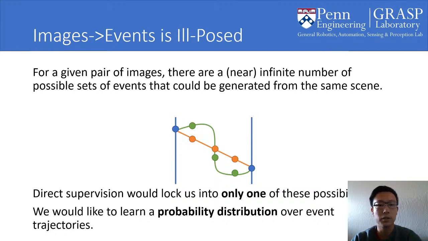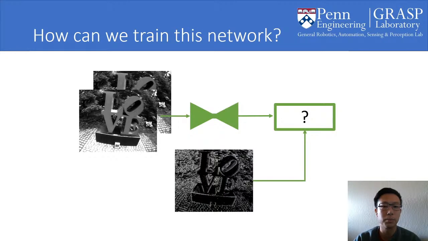If, say, we had a neural network that was directly supervised to just generate events using something like an L1 or L2 loss, we would be locking ourselves into a single one of these trajectories depending on what was seen in the data distribution. Instead, we would like to actually learn a probability distribution over these trajectories such that we're able to generate a flexible set of events from any given pair of images. What is the appropriate loss function that we should apply on the output of this network?